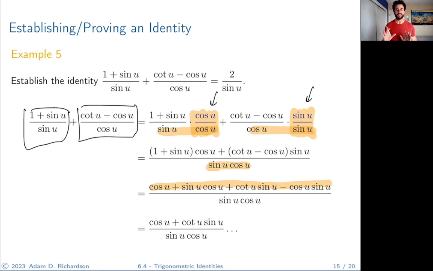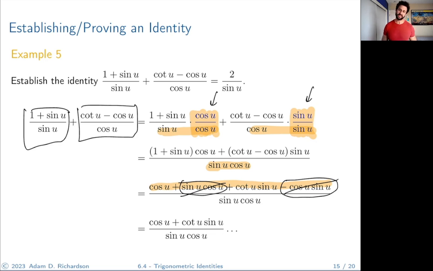And then look at the pieces and see if there's anything nice that happens. Let's see. Anything nice? Oh, there is something nice that happens. Check this out. Look at this. Sine of u, cosine u, and negative sine of u, cosine u. Those cancel each other out. So those are out. And then now I'm left with cosine u plus cotangent u sine u in the numerator. No change in the denominator.